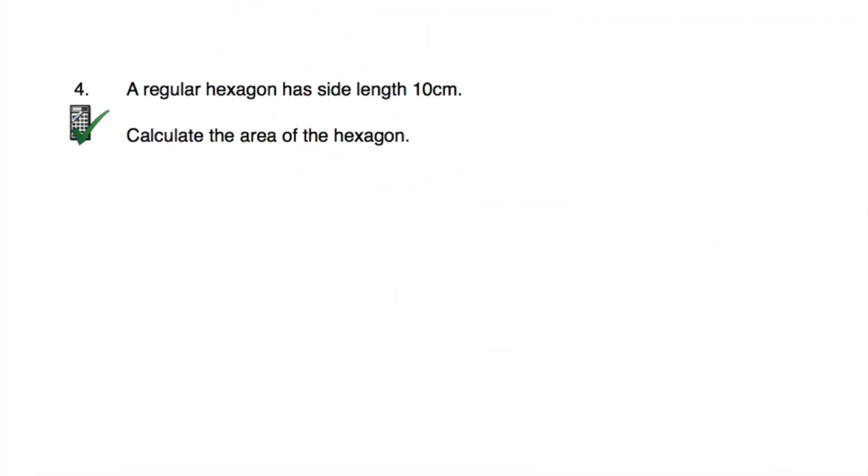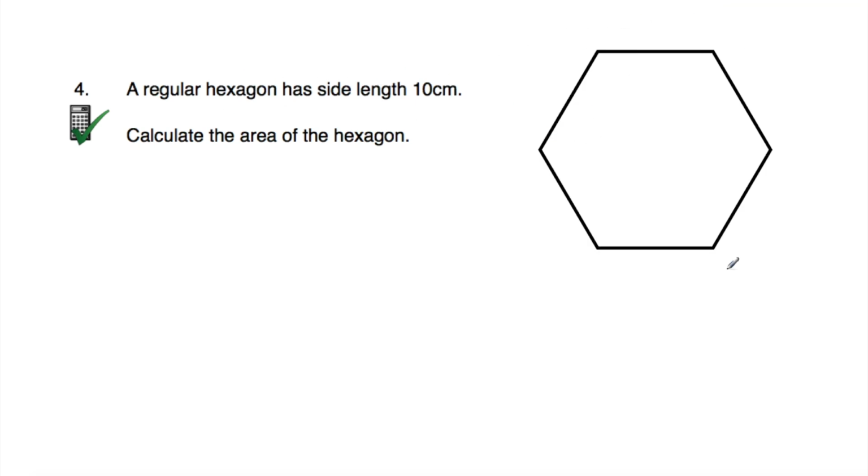Okay, let's have a look at our next question, question number 4. So question number 4 is actually similar to question 3, apart from this time we don't have a sketch. So we're going to have to sketch a regular hexagon, and it's got a side length of 10 centimeters. So let's sketch that. So we've got our regular hexagon, and the side length of the regular hexagon is 10 centimeters, and we want to find the area of the regular hexagon.